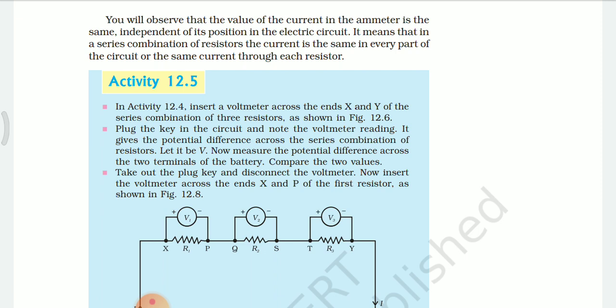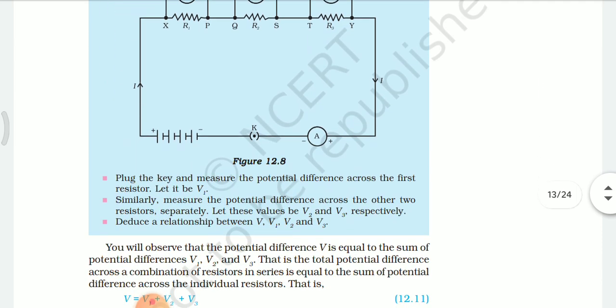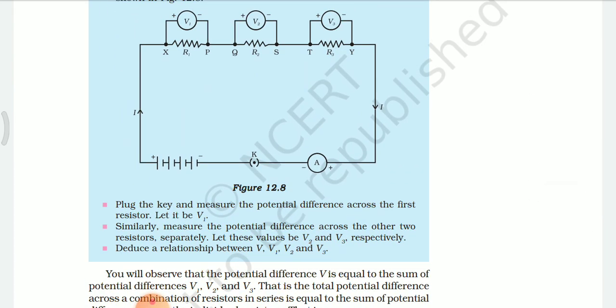Now insert the voltmeter across the ends X and P of the first resistor as shown in figure 12.8. Plug the key and measure the potential difference across the first resistor. Let it be V1. Similarly, measure the potential difference across the other two resistors separately. Let these values be V2 and V3 respectively. Deduce a relationship between V, V1, V2 and V3.